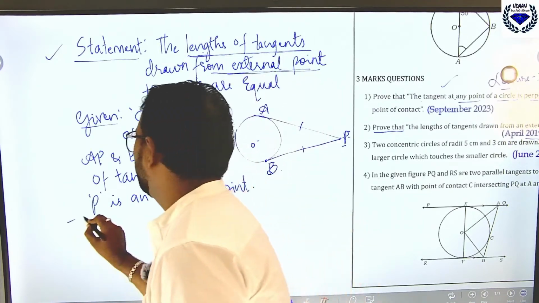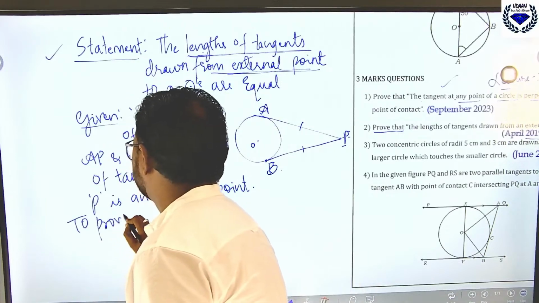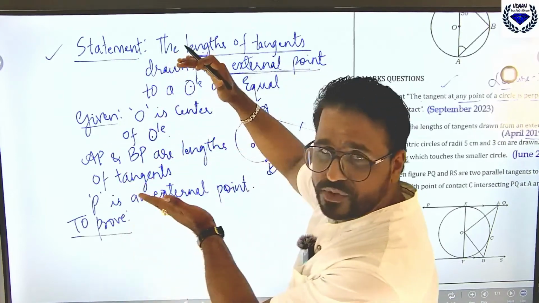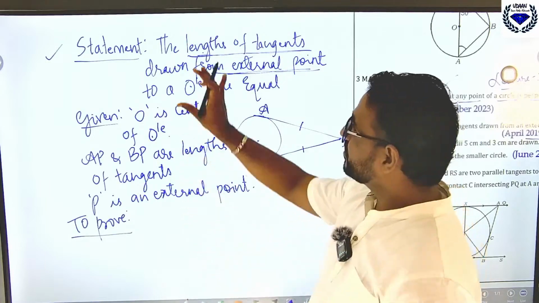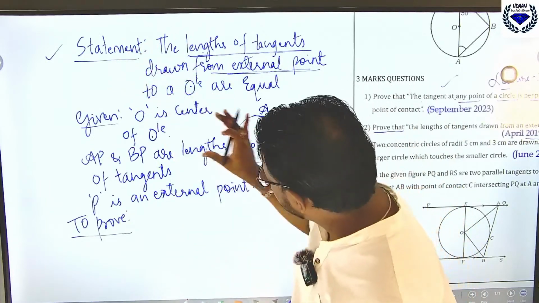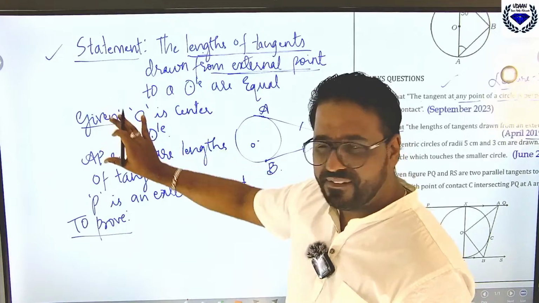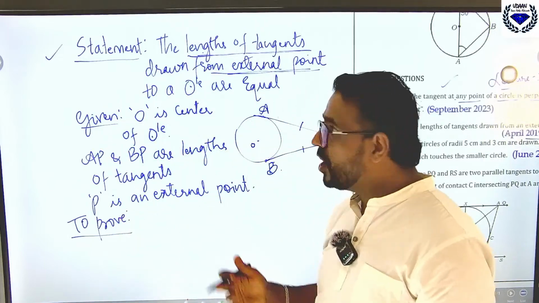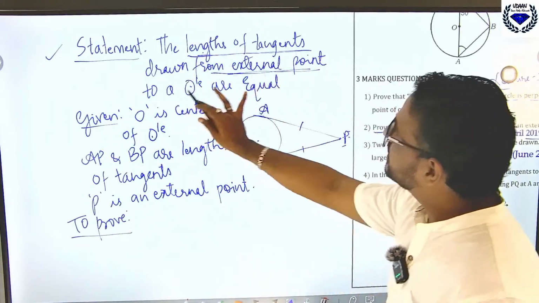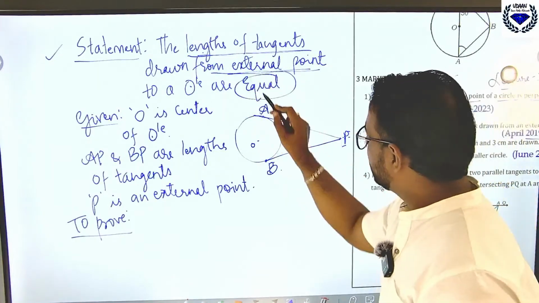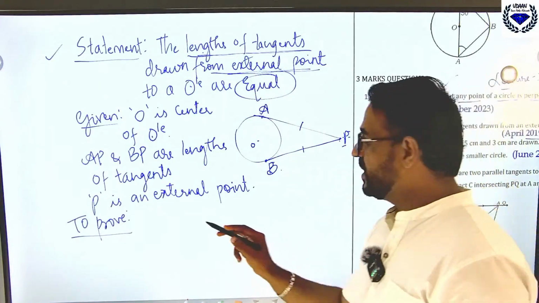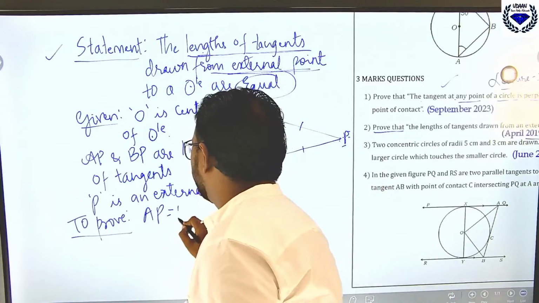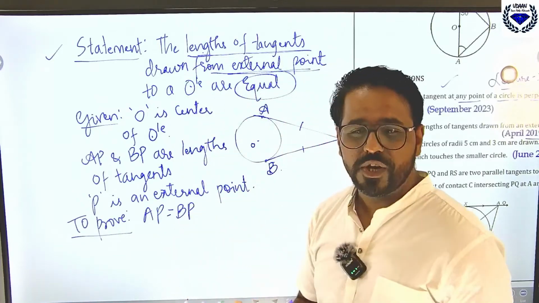So what should you prove? To prove, you should write next. See here, when it comes to a theorem you should write as it is. You should write the statement, second the figure, third the given, then fourth the to prove. What you should prove? The lengths of tangents drawn from an external point to a circle are equal. That means AP and BP are lengths of tangent. You should prove that AP equals BP. This is what you should do.